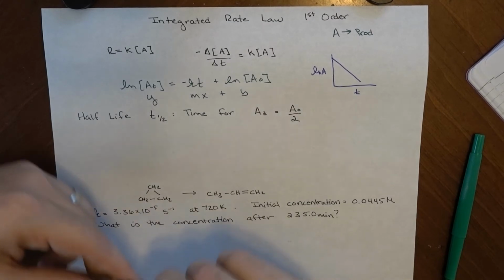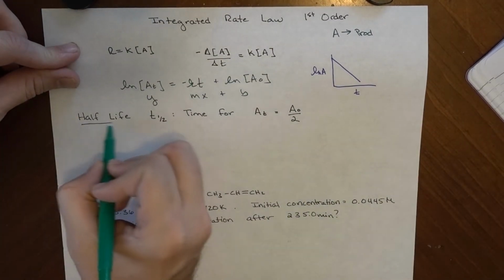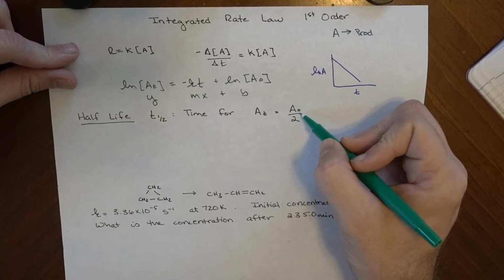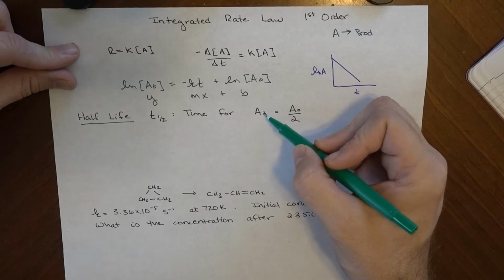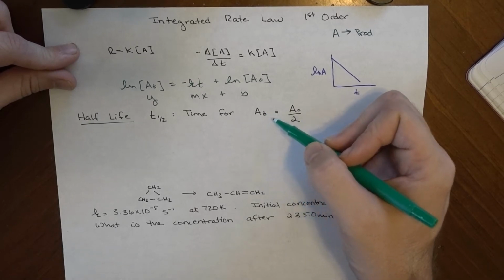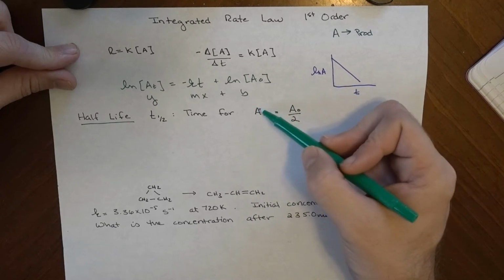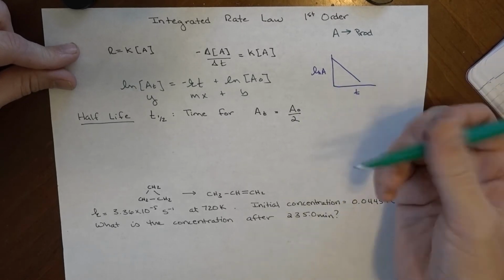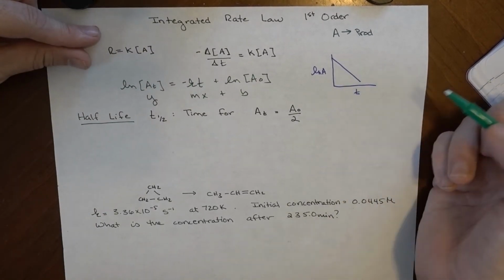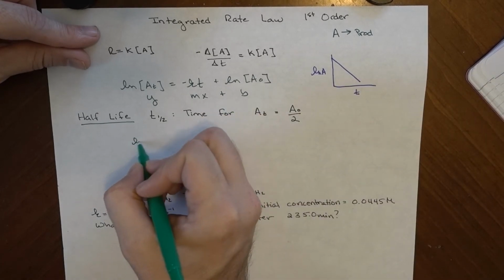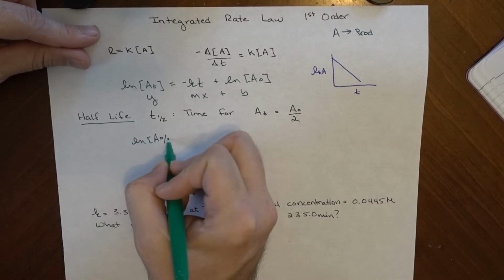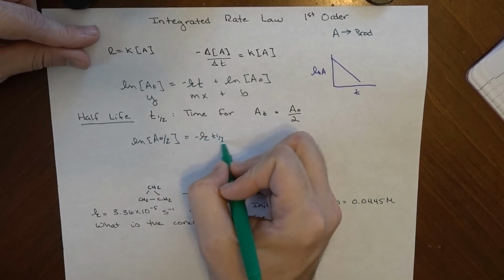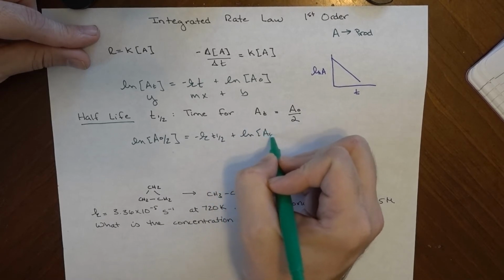Now, one important thing for us to look at is the half-life, and that is the amount of time it takes for the concentration to go down by a half. So if A naught is our original concentration, then A t is our concentration at some time t, and that is defined as the half-life when this concentration A t is equal to half of what we started with. Okay, so half of it has gone away, or half of it has reacted. So if we substitute this in, our expression now becomes this, natural log of A naught over 2, equal to negative k t one half plus natural log of A naught.